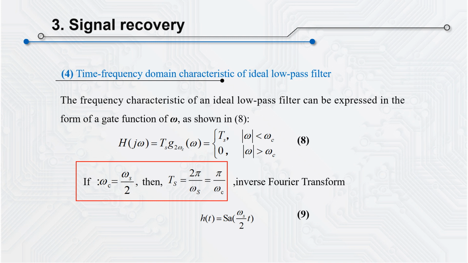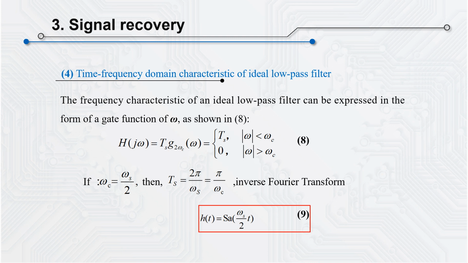After taking the inverse Fourier transform of H(j omega), we can get Formula 9. In other words, the time domain characteristic of this ideal low-pass filter changes according to Formula 9. Obviously, it conforms to the law of the sampling function.